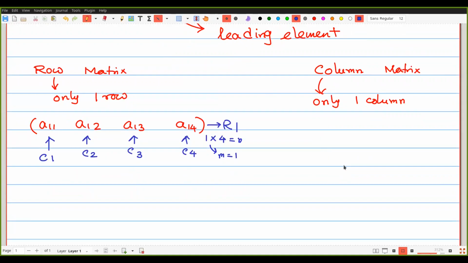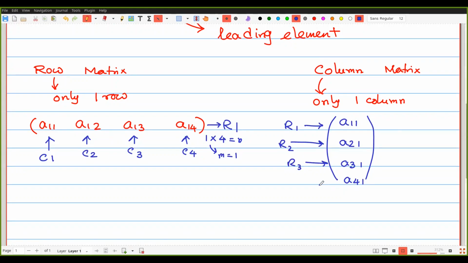Same as if we have a matrix A11, A21, A31, A41. Now, how many rows are there? Row 1, row 2, row 3, row 4. But how many columns are there? Only 1. So that type of matrix has order 4 cross 1. That means n is equal to 1, but m is equal to 4. That type of matrix is called a column matrix.